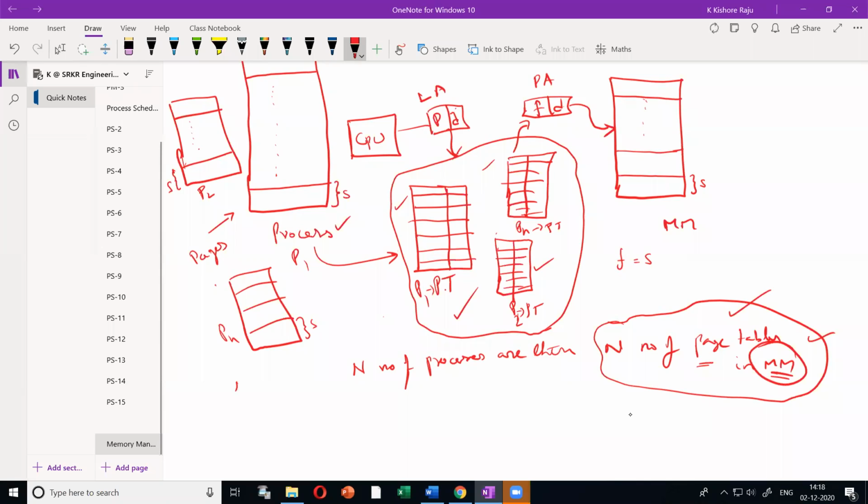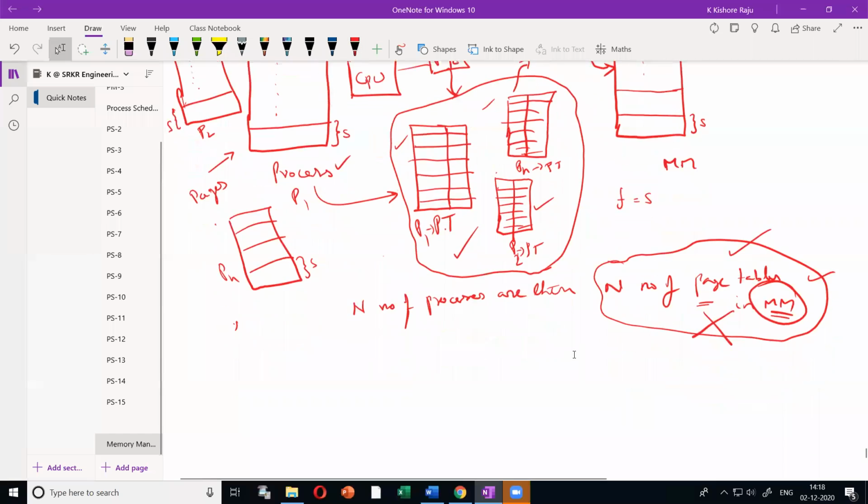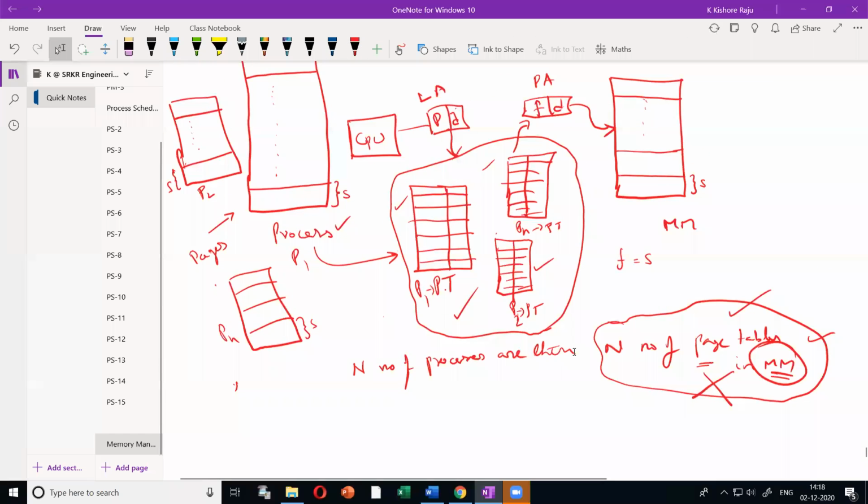Okay, if n number of processes are there, main memory is consuming n page tables. So this is not the correct way. That is the major problem with this.